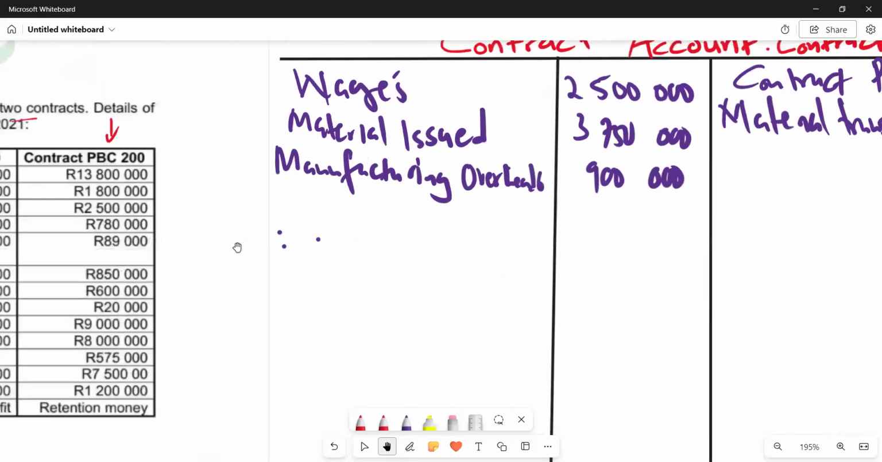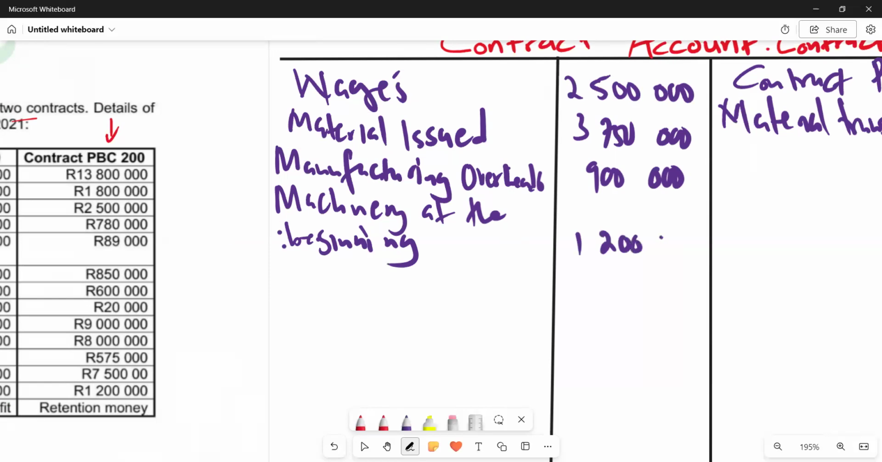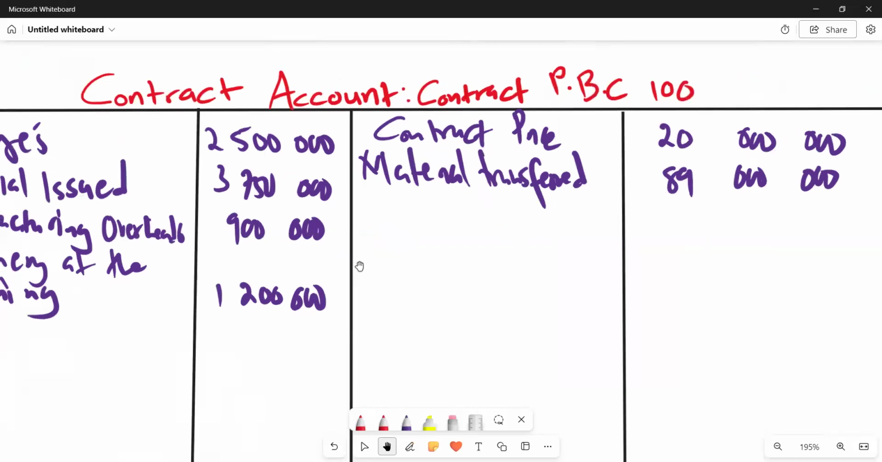We go here, we are saying machinery at the beginning, and the amount that we have is 1,200,000. Then you go to the credit side. That's where we have machinery at the end. So we are saying machinery at the end, we're having 900,000.